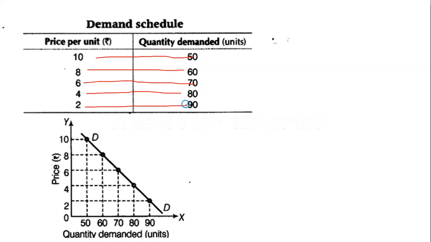So here you can go through this schedule also. When the price of the good is 10, the demand is 50. When price decreases to 8, demand increases to 60. When price decreases to 6, demand increases to 70. In this way, price 4, demand 80, price 2, demand 90.